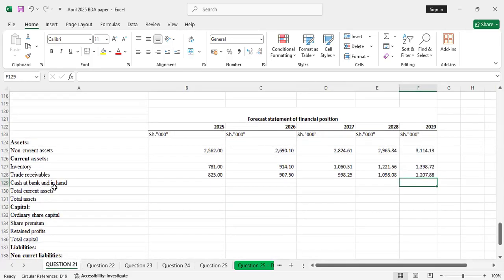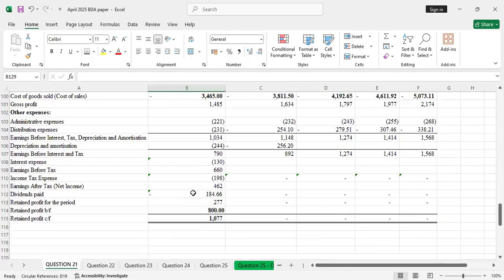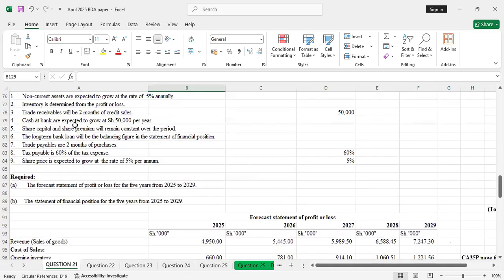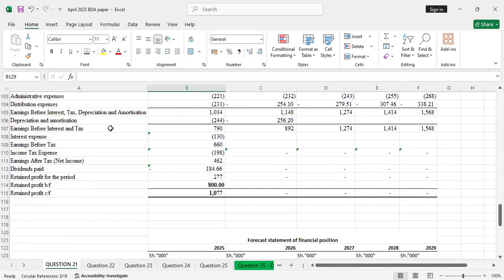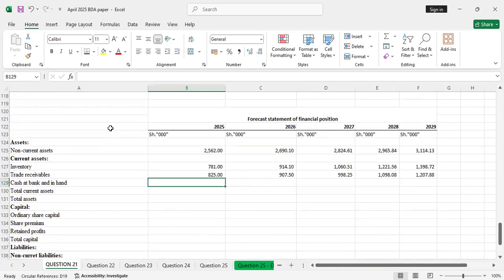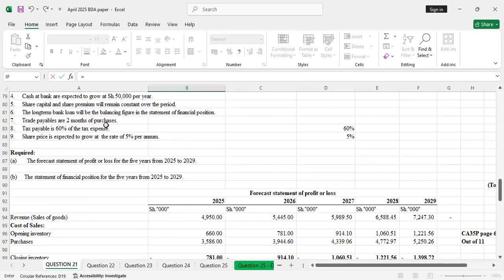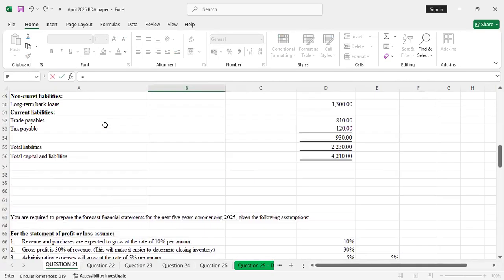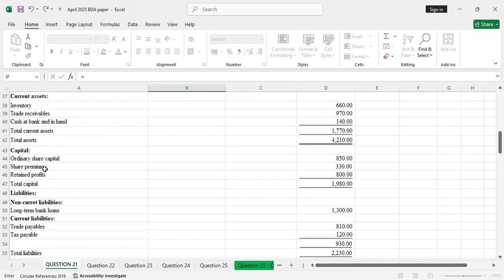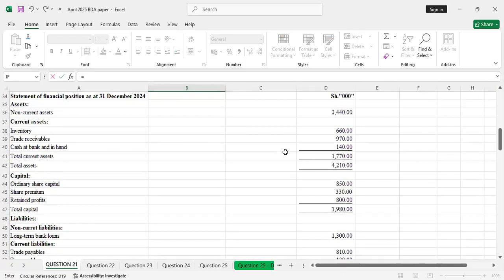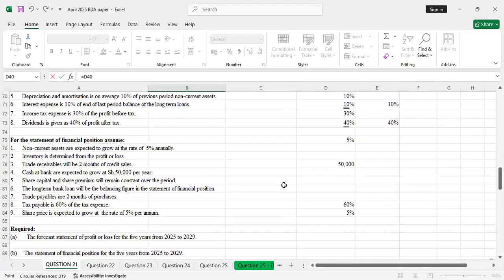Then cash at bank, and I don't know whether there's provision for that. Cash at bank is expected to grow at shillings 50,000 per year. So for 2025, I'll add, I hope I have that. So I'll say equals to the 2024. What was the cash? Cash at bank and in hand, it was 140. Yeah, that one.